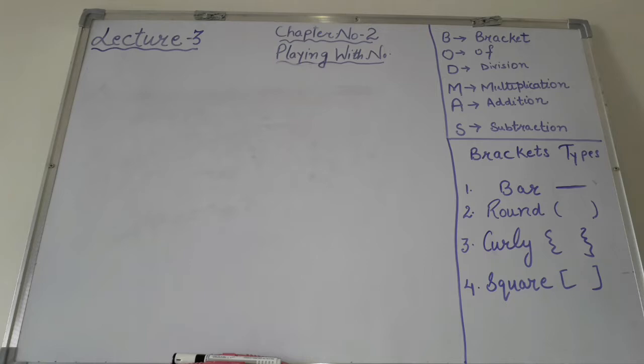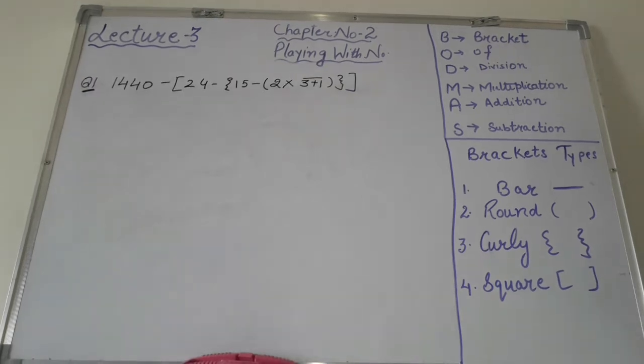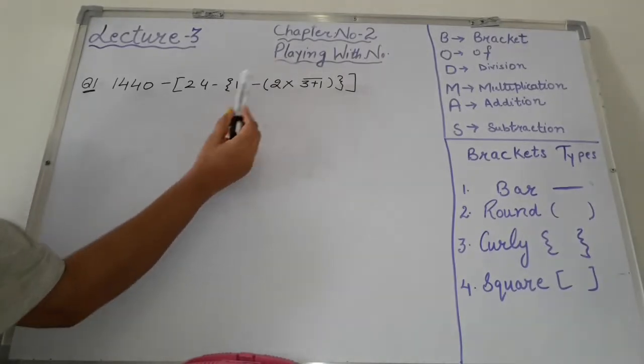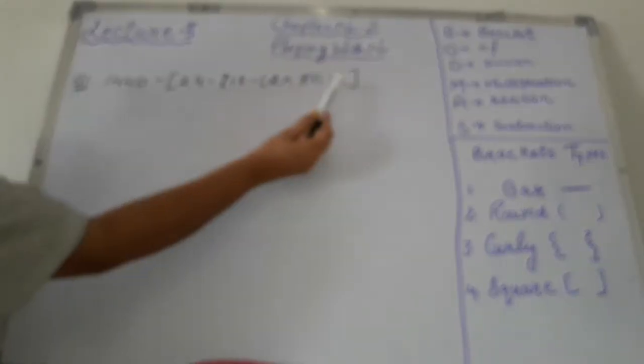That it is a bracket, and as you can see on my board, the brackets are of four types. The first one is the bar, that is, it has a line. Second is the round bracket, third is the curly bracket, and fourth is the square bracket. Now let us solve the question related to BODMAS, in which it has the bar, round bracket, curly bracket and square bracket.